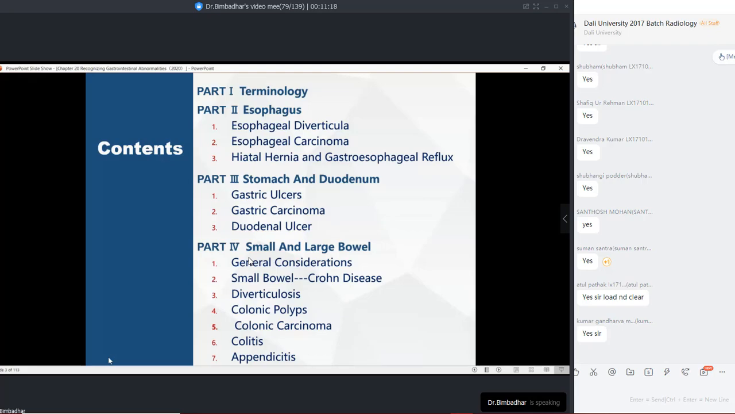While we are trying to do this, we will also learn about the protocols of each of these procedures, and then we will also try to learn the alternate procedures that might help in the diagnosis. Okay, so let's start with it. We'll try to learn some terminology first.